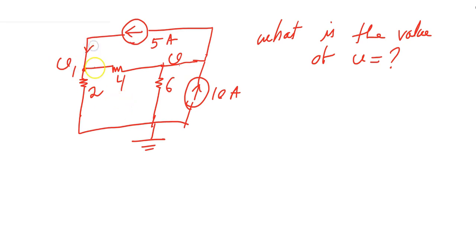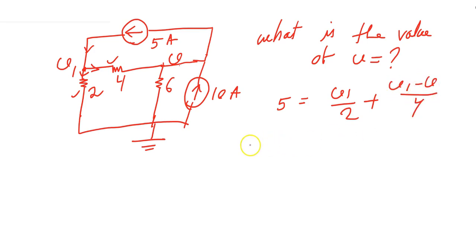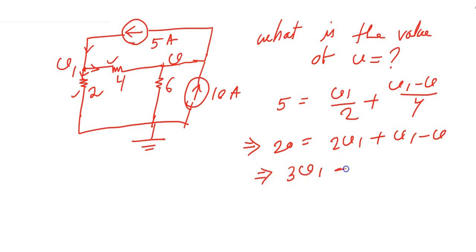This current is coming here. So one current will go here. Another current will go here. So I'll write the equation for this node. 5 ampere is coming equal to V1 upon 2, this current, and this current is V1 minus V upon 4. So multiply 4 both the side. So 20 equal to 2V1 plus V1 minus V. So you get 3V1 minus V, and it becomes your equation 1.